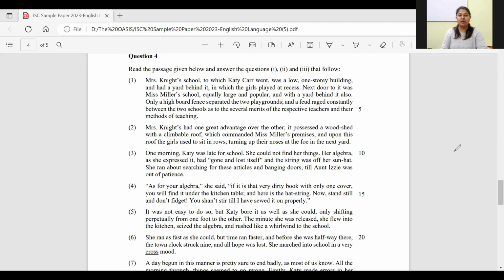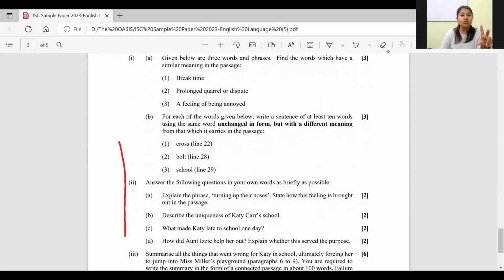Now, as you can see on the screen, I have shown here the ISC sample paper of 2023, which was released by the board. As I told you, there are two types of vocabulary questions. One is this: find the word which is given in the passage, telling the same meaning as break time. Then you will have to frame sentences with cross, bolt, and school. These words have been used in the passage. The lines are also given where they are used, but you have to frame sentences different in meaning from the way they have been used in the passage.